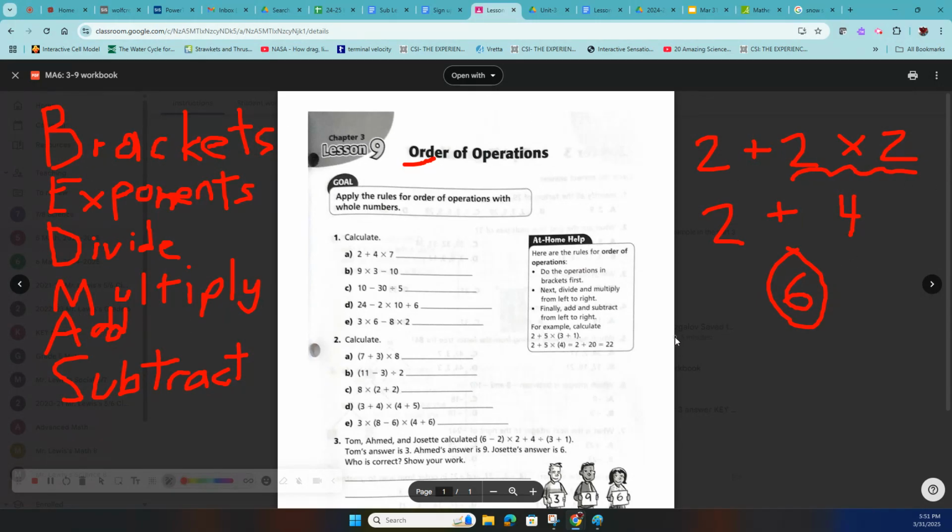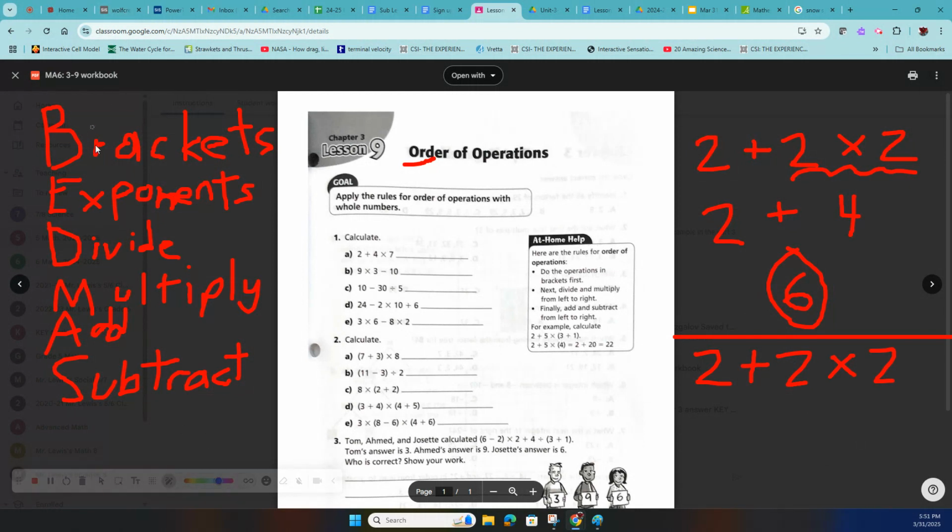Okay. Now, here's something I think is really cool. Let's say I really wanted it to equal 8, like we may have accidentally done before, right? And when we were doing it wrong, when we weren't using order of operations, you go from left to right. 2 plus 2 is 4. 4 times 2 is 8. Okay. Well, how could I make it work? How could I make it actually equal 8?